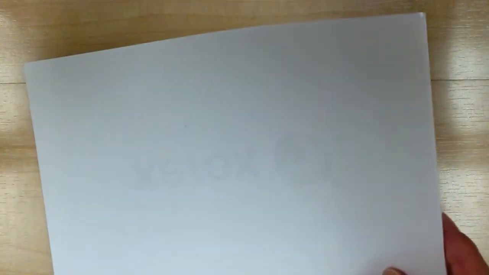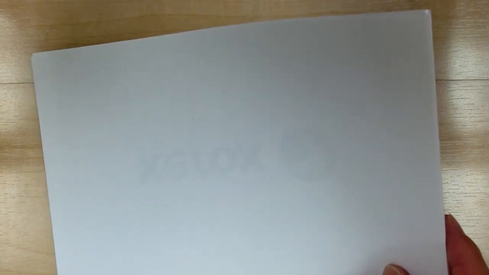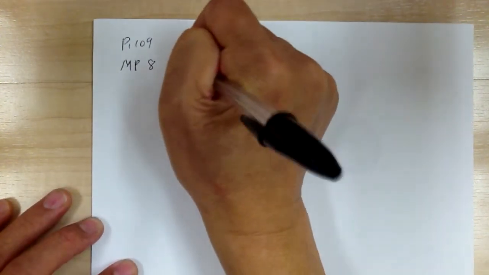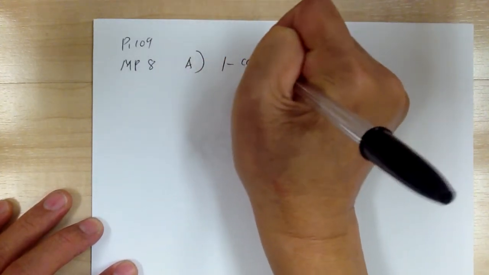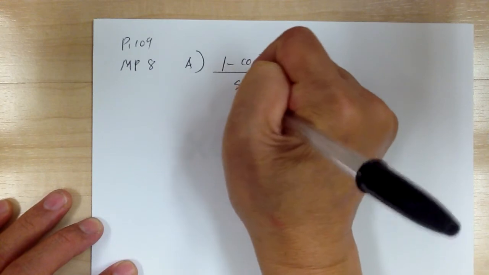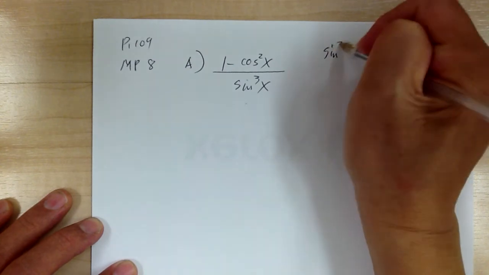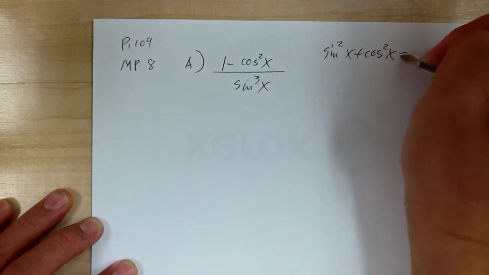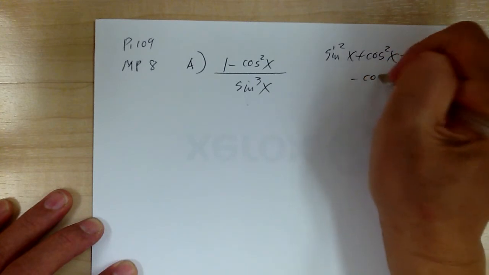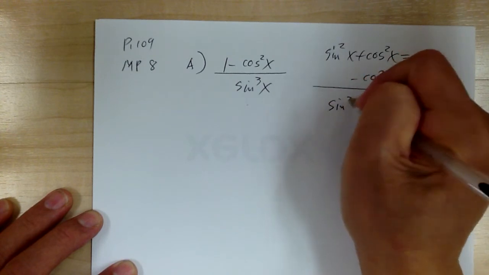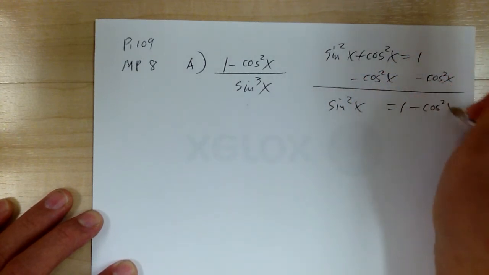Okay, let's go and do math problem 8 on page 109. For A, you have 1 minus cosine squared x over sine cubed x. From here, if you notice, sine squared x plus cosine squared x equals 1. If you subtract cosine squared x from both sides, then you get sine squared x equal to 1 minus cosine squared x.